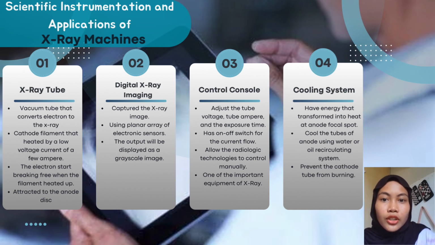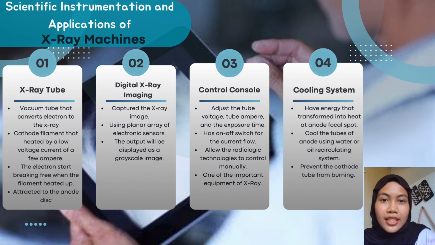The third one is the control console. It functions to adjust the tube voltage, tube ampere, and the exposure time. It also has an on-off switch for the current flow and allows the radiologic technologists to control it manually. For your information, it is one of the important pieces of equipment for X-ray machines.